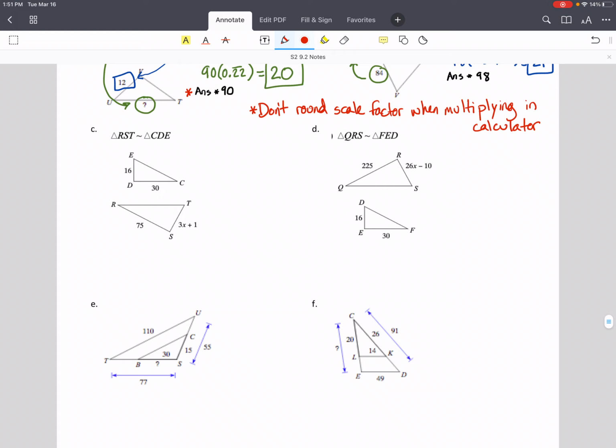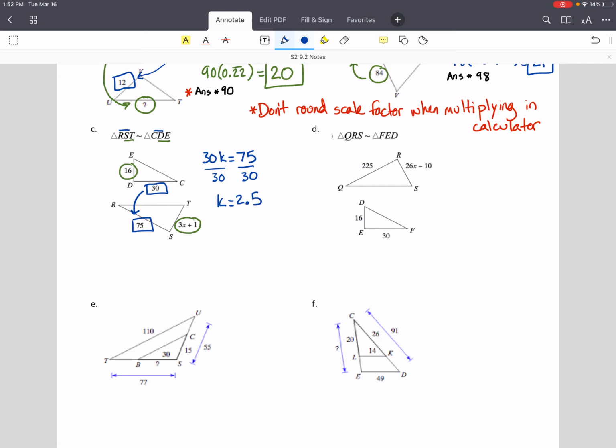Okay, so now we're going to make it a little bit more interesting. We're going to involve some variables now, because why not? It's so fun. Okay, let's start with ED, or DE goes with ST. And then we have DC, or CD, going with RS. So I can do the same thing here. Treat this 3x plus 1 as your unknown. I need to go 30 times something is 75. Divide both sides by 30, and I get a scale factor of 2.5.